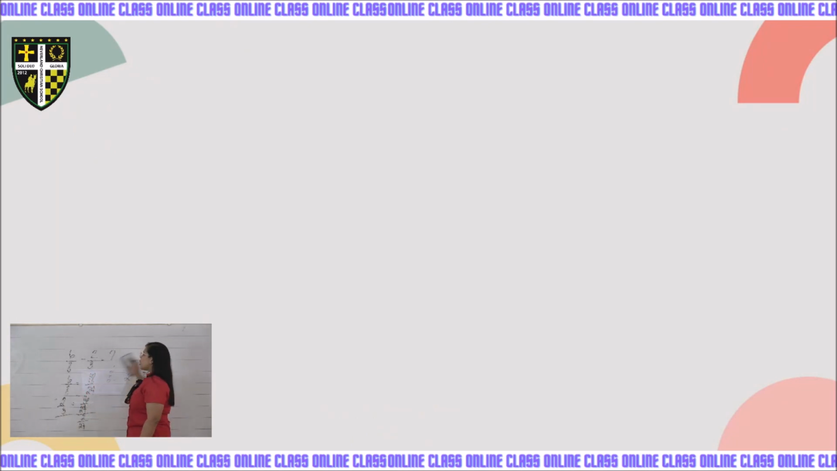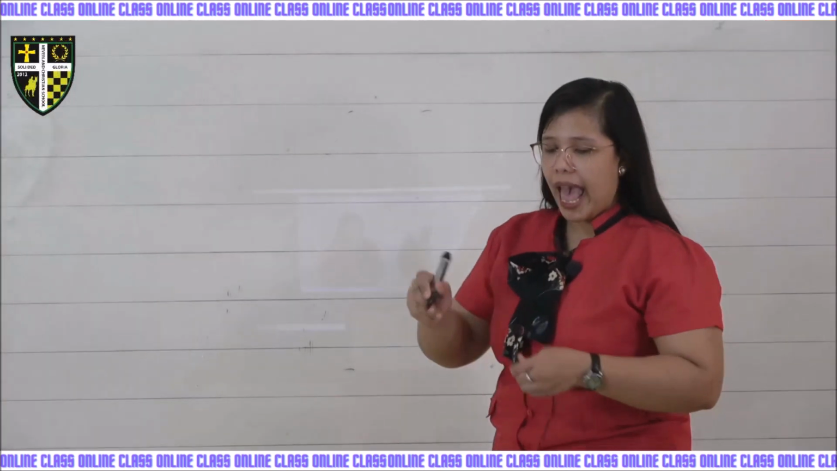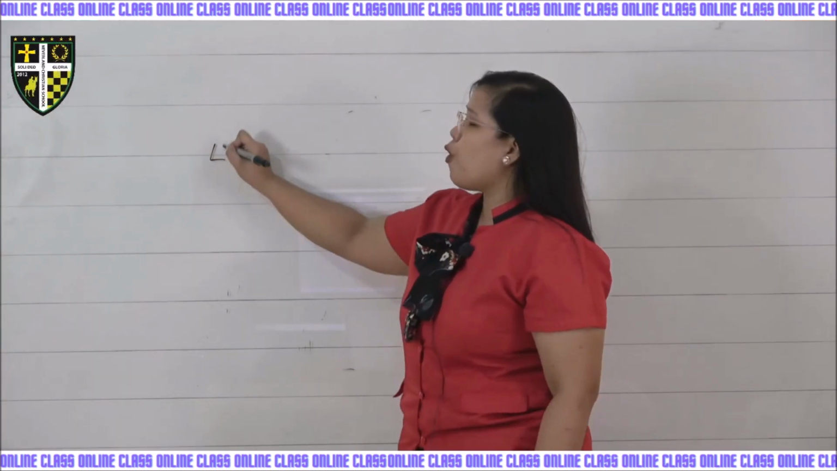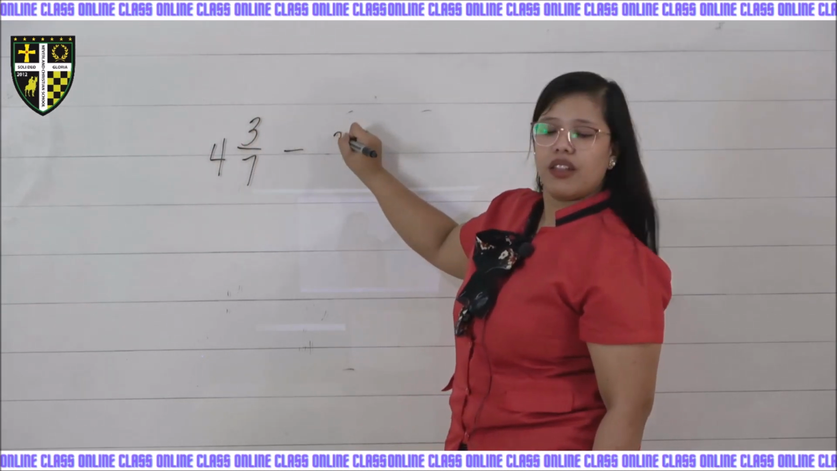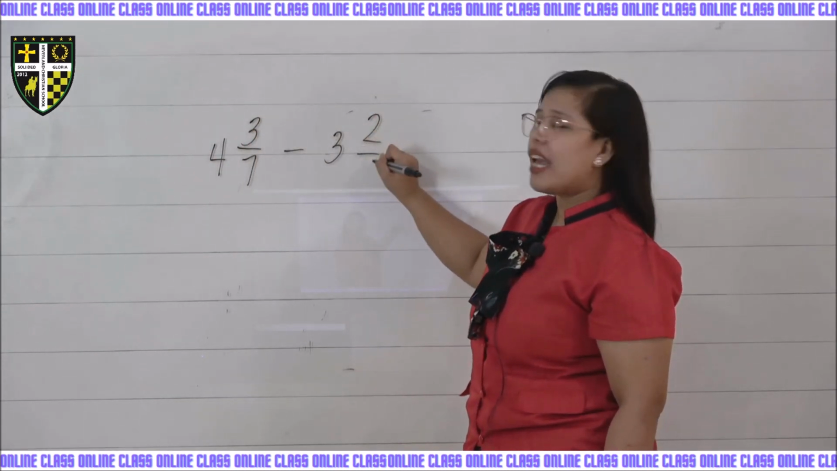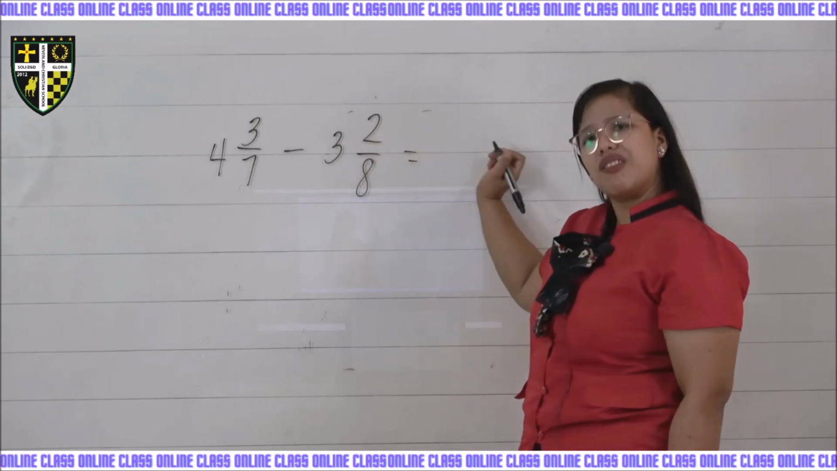So, I have here another example. I will give you another example. Solve also in your sets. While I'm answering, try to answer also. Okay? So we have 4 and 3/7 minus 3 and 2/8. What will be the answer?